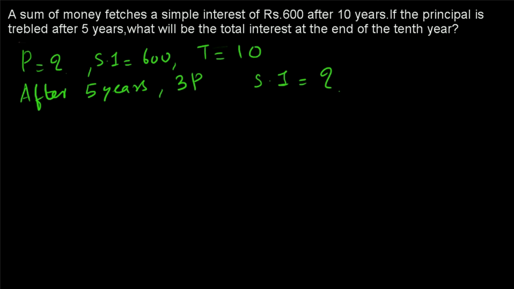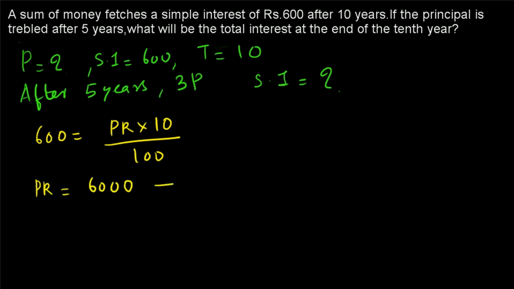So first we can form the formula from the information given. Simple interest is equal to PRT by 100. So simple interest is equal to 600. So 600 is equal to PR into 10 divided by 100. R is also unknown. So we are just taking rate of interest is equal to R. So what we will be getting? PR is equal to 6000. So that is what we are getting from the first case, or from the information given, we are getting PR is equal to 6000.